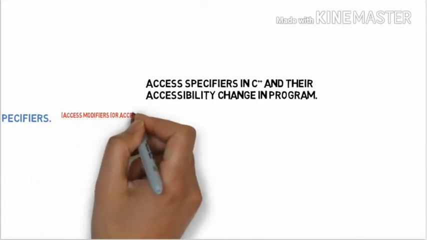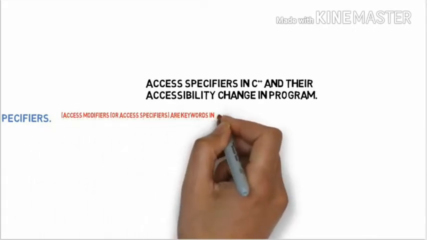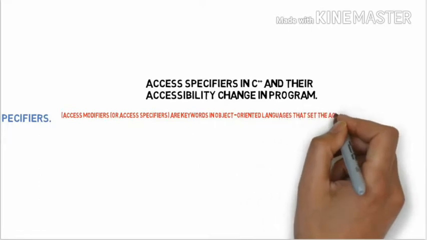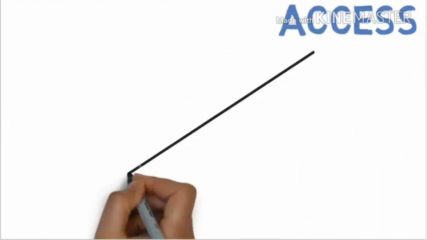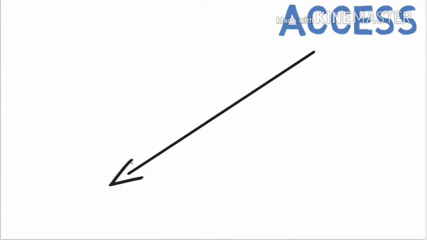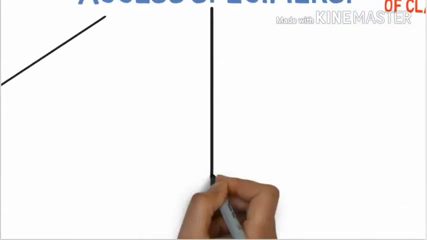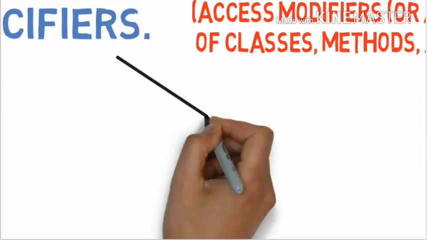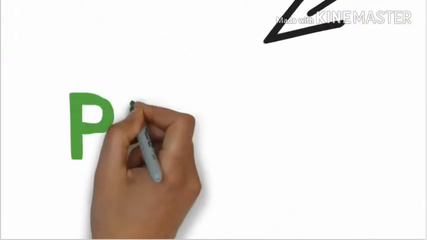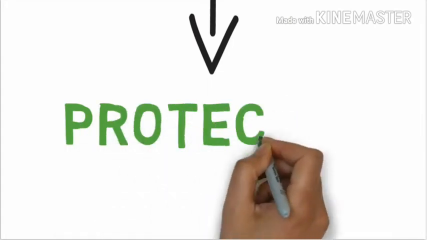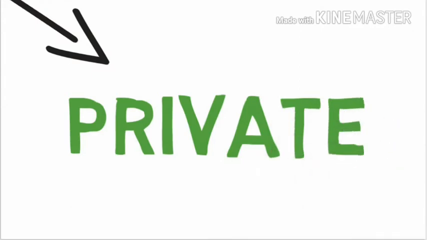Access modifiers or access specifiers are keywords in an object-oriented language that set the accessibility of class methods and other members. These are of three types: first is public, second is protected, and third is private.